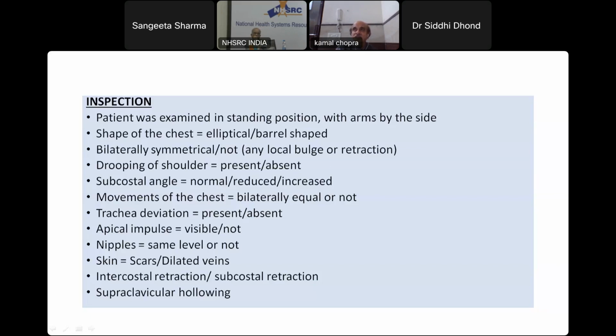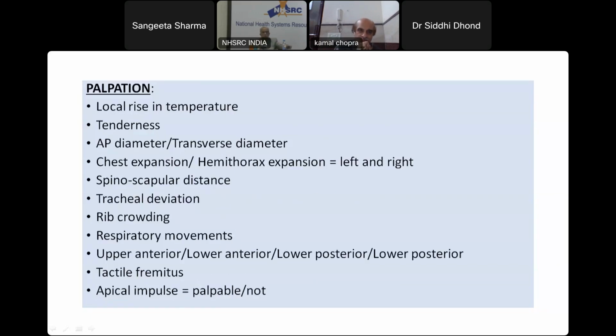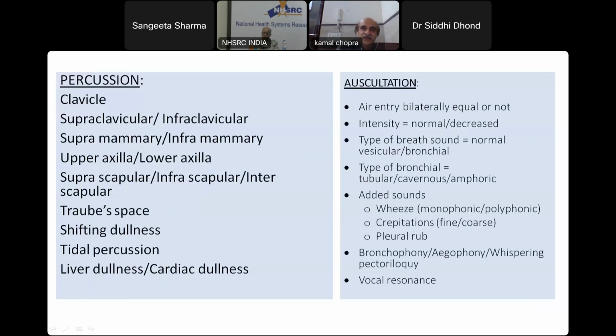But if there is a prominent shift of the trachea, that shows either decreased volume on the affected side or increased volume on the opposite side. Intercostal, subcostal retraction. Supraclavicular hollowing shows that there is fibrosis in the apical portion, which is very common in tuberculosis. In palpation, we see any area of tenderness. We also see AP diameter or transverse diameter. In COPD, this diameter changes. Expansion of chest, whether it is equal on both sides. Is there any rib crowding, respiratory movements, tactile fremitus, which shows if there is underlying consolidation.